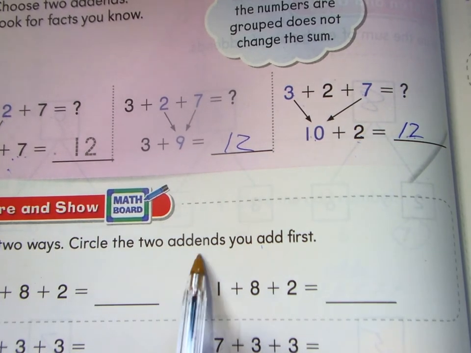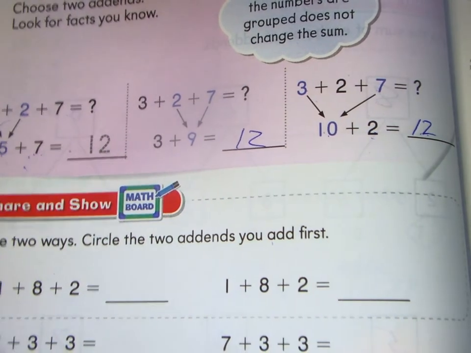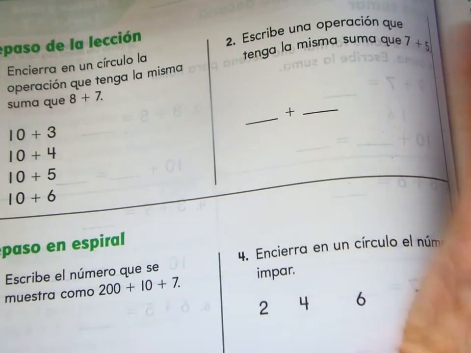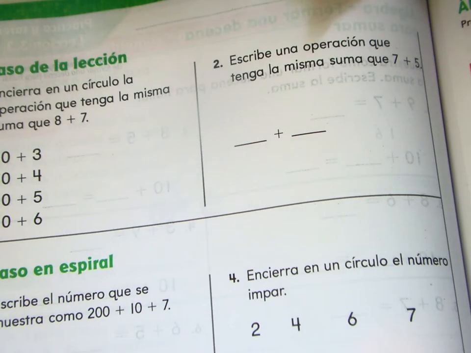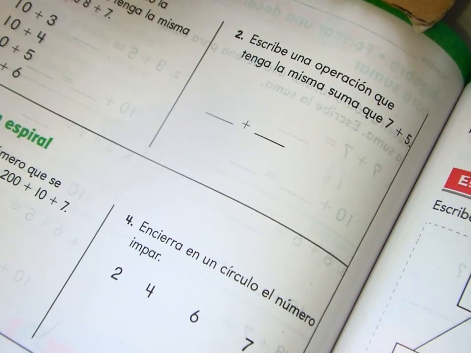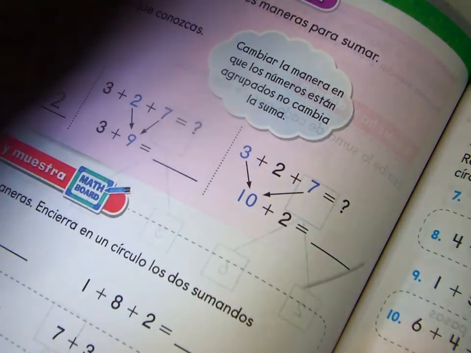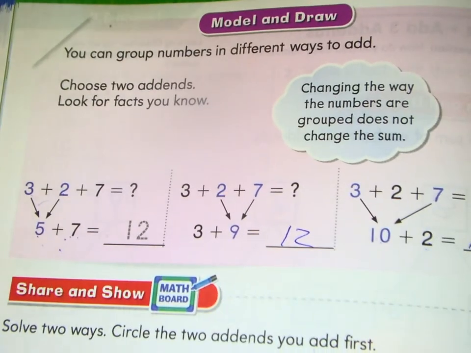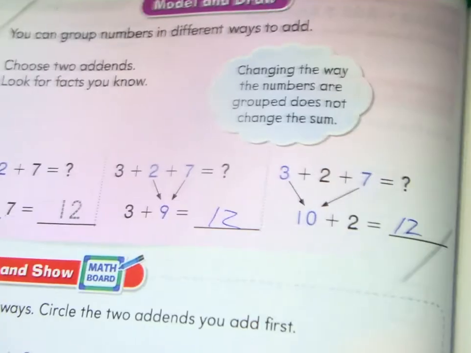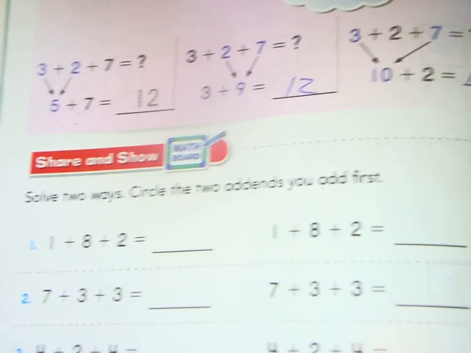Circle the 2 addends you add first. Oh, I gotta turn my page still. I haven't done that. Okay. I don't like to write in the Spanish book because I want to be able to use this book again. So I'm only writing in the English, or trying to only write in the English book. But it's the same, right? It's pretty much the same. Okay. We ready to do the bottom?